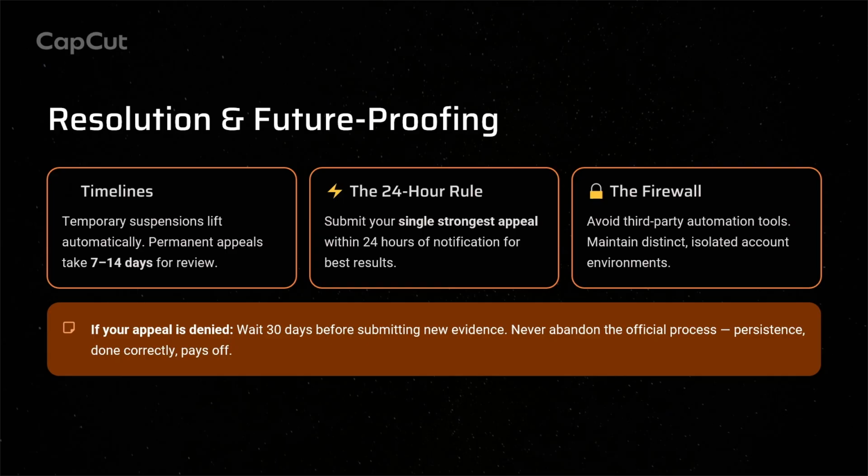The firewall: avoid third-party automation tools. Maintain distinct, isolated account environments. If your appeal is denied, wait 30 days before submitting new evidence. Never abandon the official process. Persistence done correctly pays off.